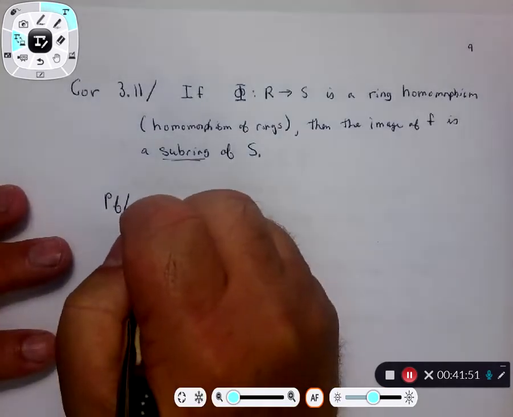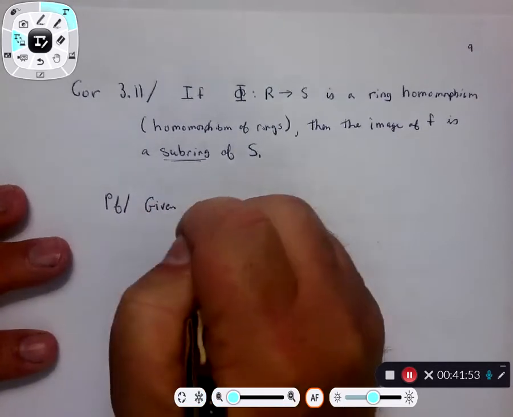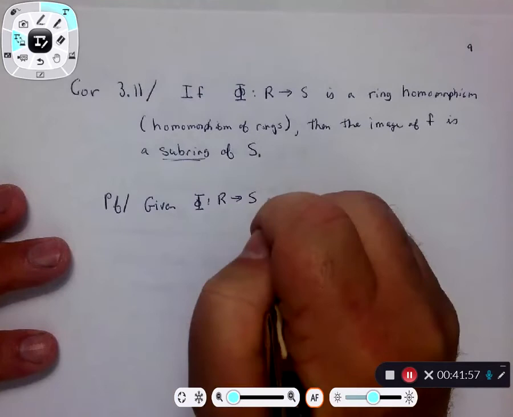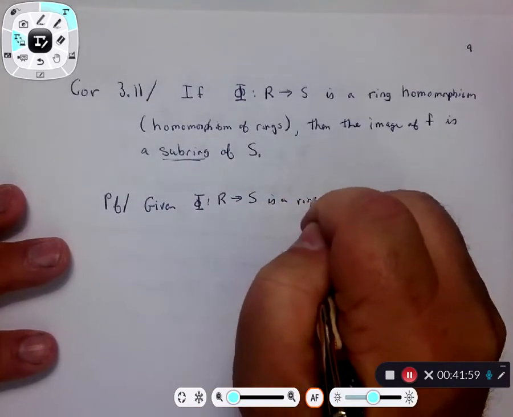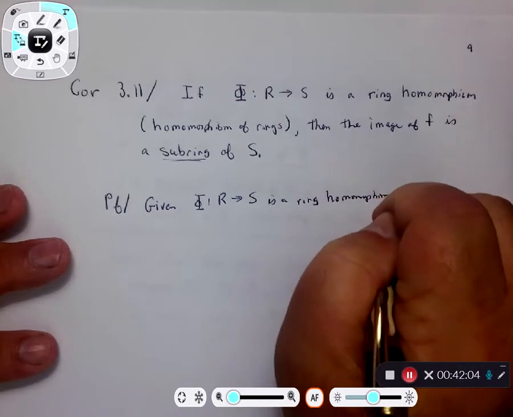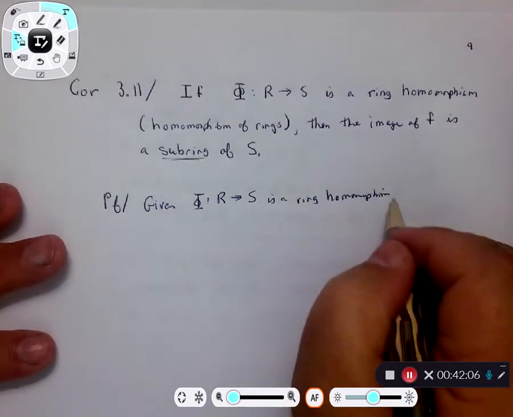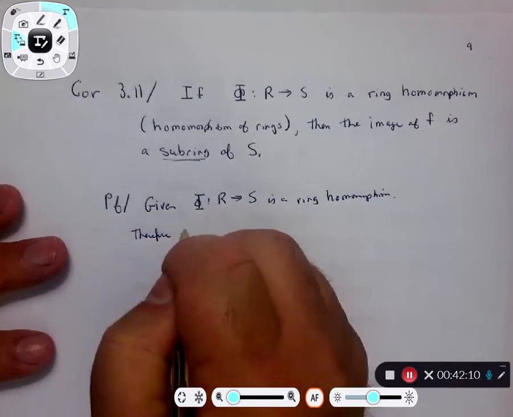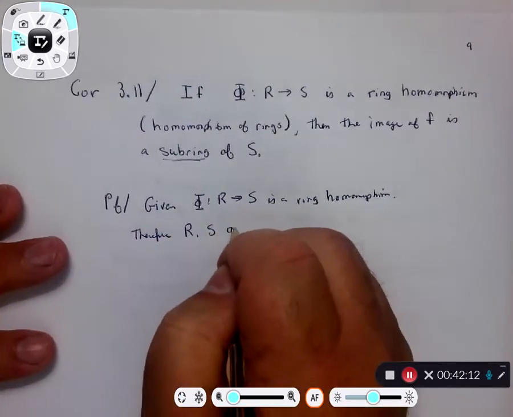Start with your givens. Let's start with given: phi from R to S is a ring homomorphism. That means lots of things. Therefore, R and S are rings.